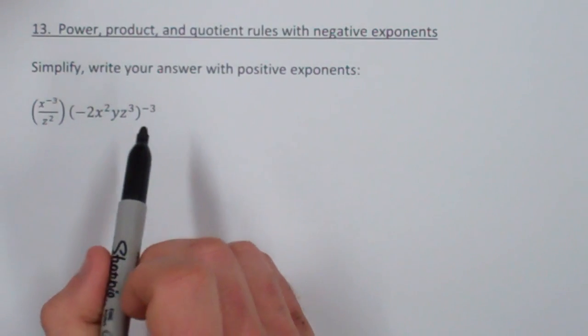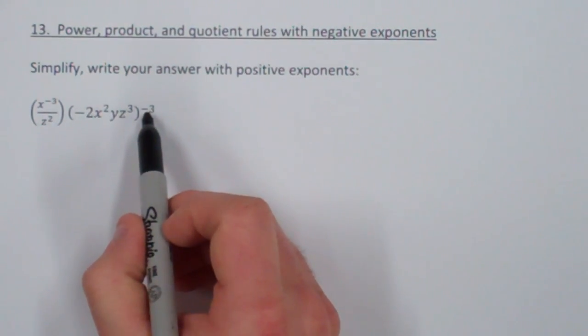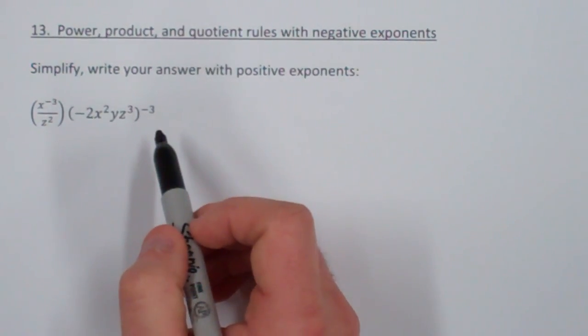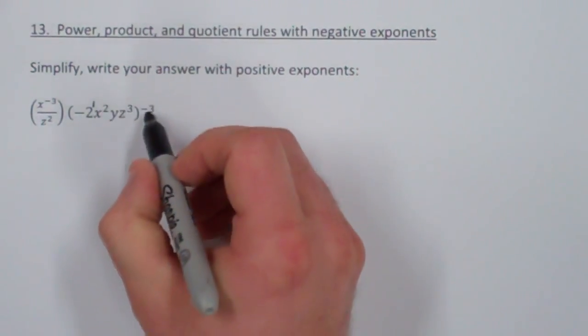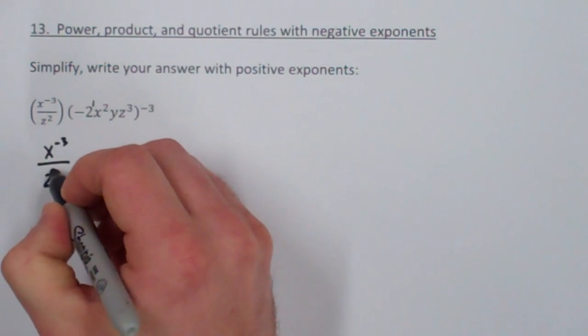The very first thing that we need to do is take care of this -3 out here. What I'd like to do is multiply each one of the exponents, I should say, by -3. So this is x to the -3 over z squared.